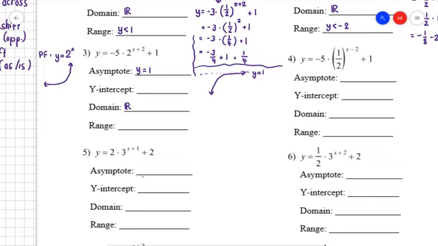Domain is still going to be all real numbers. Our range depends on the asymptote. Since we're facing down this time, we're going to be everything less than 1. And then our y-intercept. Replace x with a 0. And -5 times 4 plus 1. -20 plus 1, which is -19. So our y-intercept is at (0, -19).